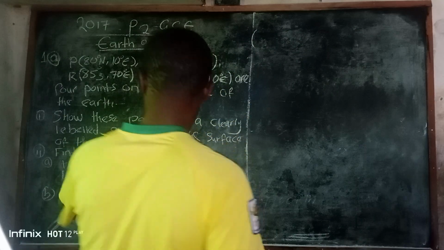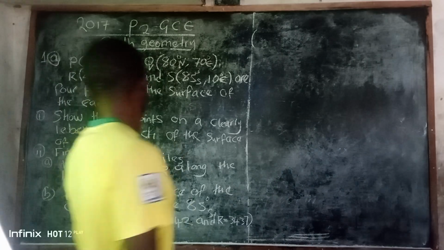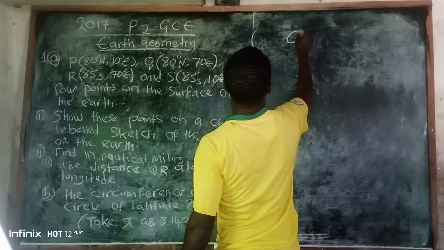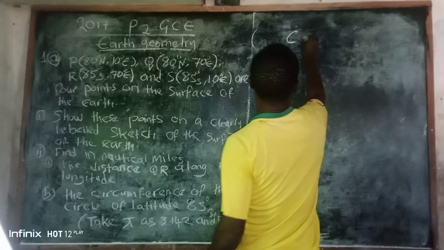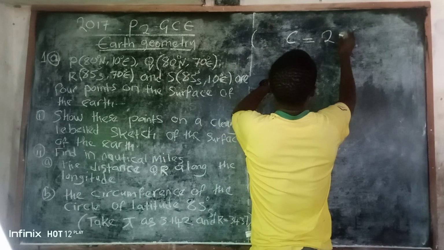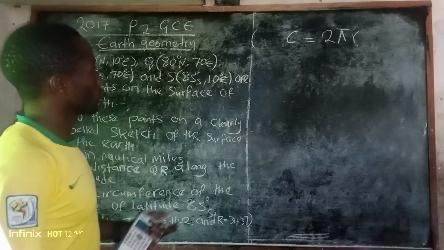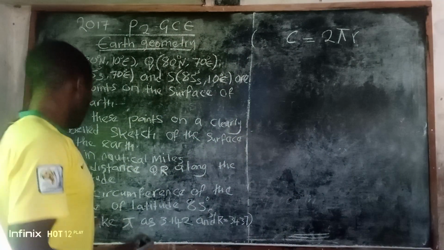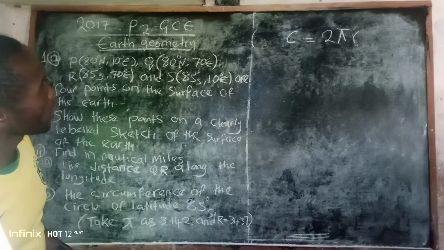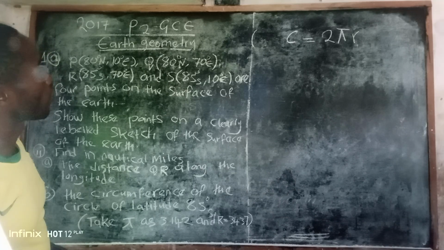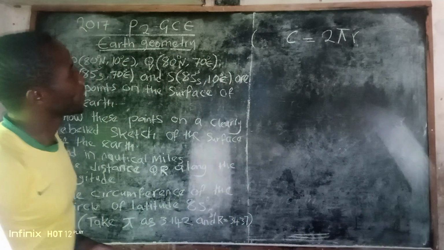So now from there, we are saying the circumference of the circle of latitude 85. So the circumference of the circle of latitude 85. Since they have given us the latitude there, the circumference is equal to 2 pi r. The reason why we are using the small r there is because we are in the latitude. Remember, the latitudes on the Earth's surface are small circles. So even the radius is going to be a small letter r.